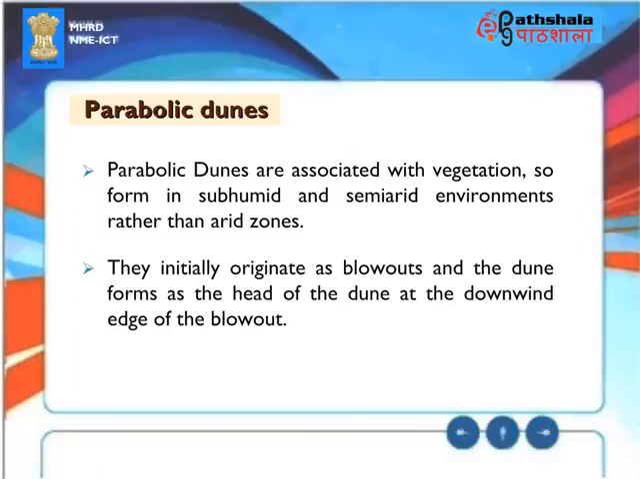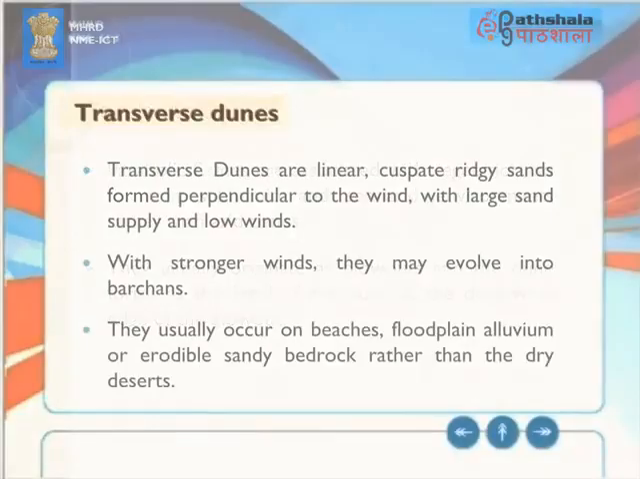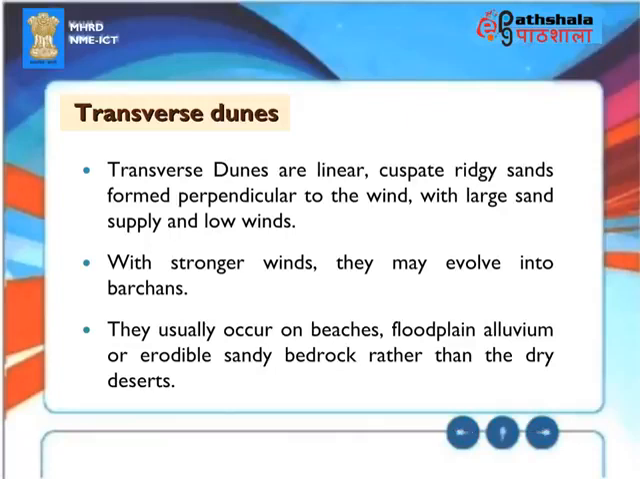Parabolic dunes. Parabolic dunes are associated with vegetation, so they form in subhumid and semi-arid environments, rather than arid zones. They initially originate as blowouts, and the dune forms as the head of the dune at the downwind edge of the blowout. Transverse dunes. Transverse dunes are linear, cuspate, ridgy sands formed perpendicular to the wind with large sand supply and low winds. With stronger winds, they may evolve into barchans. They usually occur on beaches, floodplain alluvium, or erodible sandy bedrock rather than the dry deserts.